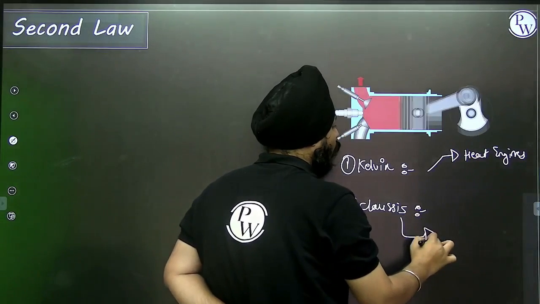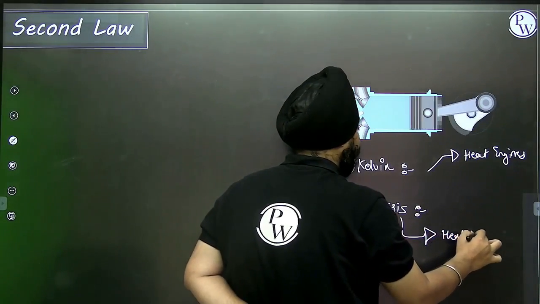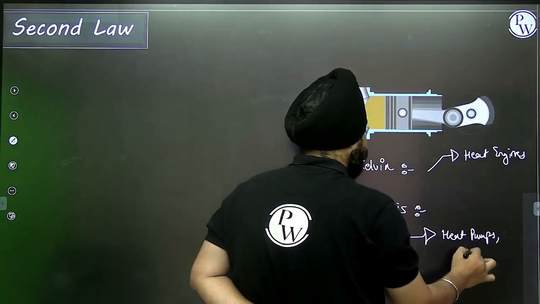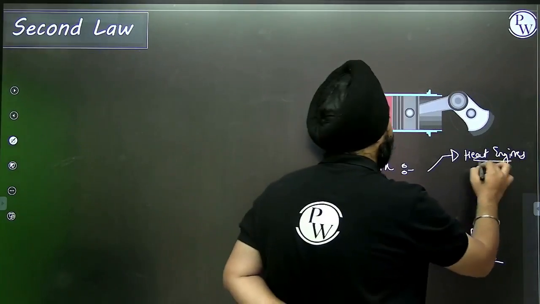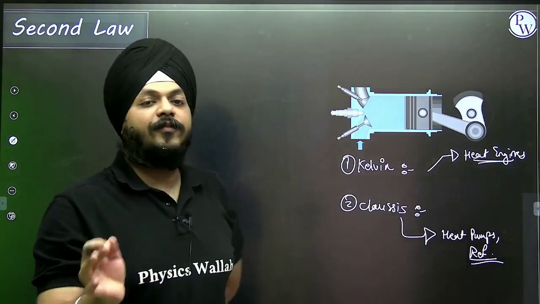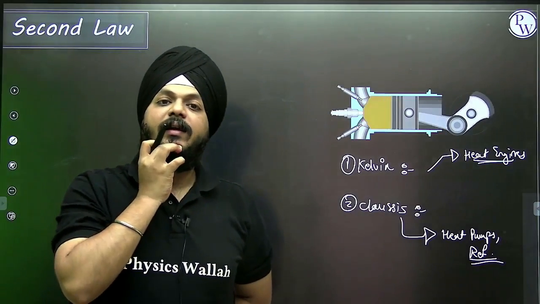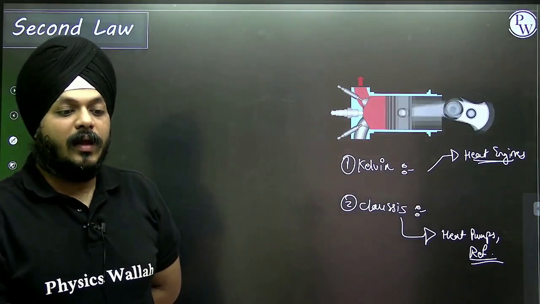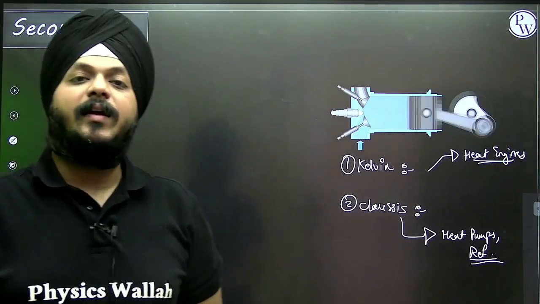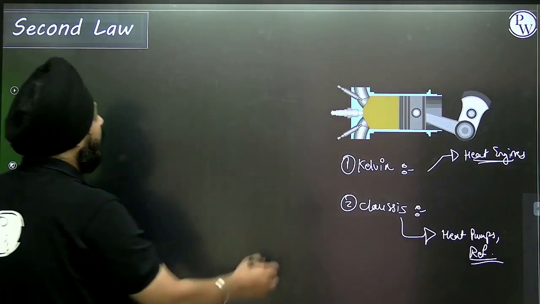Clausius gave the second law of thermodynamics statement for heat pumps and refrigerators, right? This is the only difference. And with that, if in any situation the Kelvin statement is getting violated, it means that Planck's statement is also getting violated, right? If the Kelvin statement is getting violated, yes, Planck's statement is also getting violated.